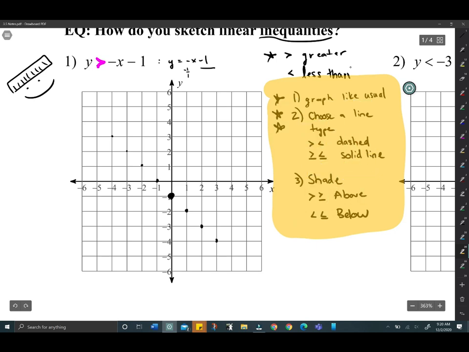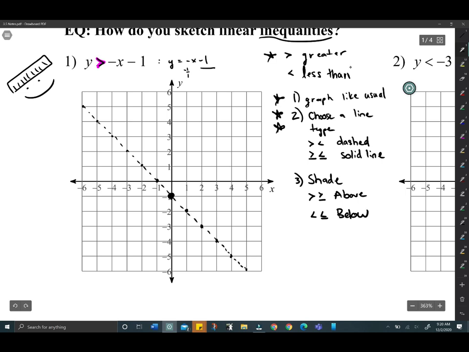Okay, so I'm going to connect these. We have a less than sign, so that means it's going to be a dashed line. It doesn't need to be perfect, just dash it through. What that means is there are not any solutions right on that line. It's kind of like a boundary. Now for shading, since it's solved for y, I know that all of the answers above the line are going to be the solution. So we have a nice little shaded region here as to what we need to graph.